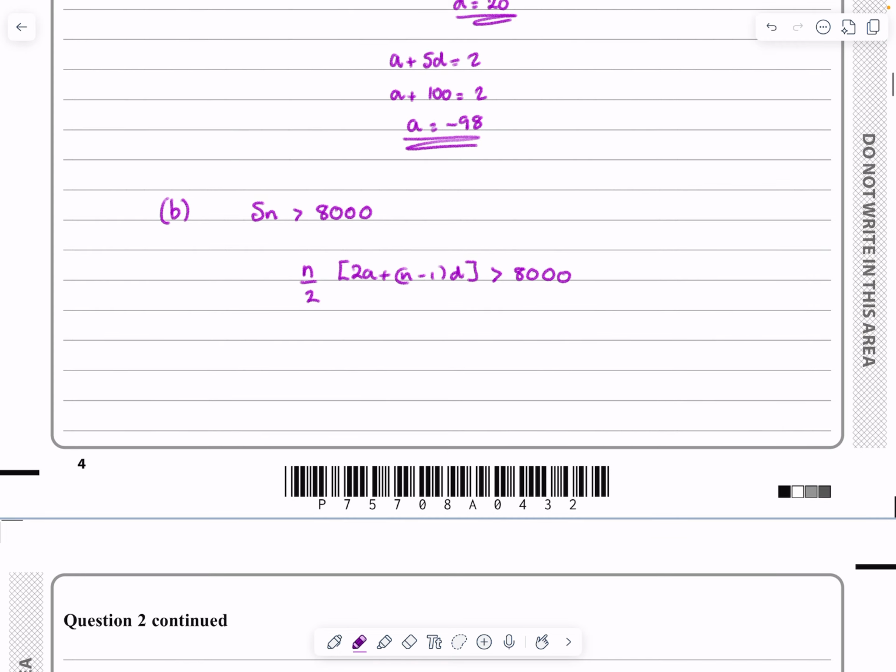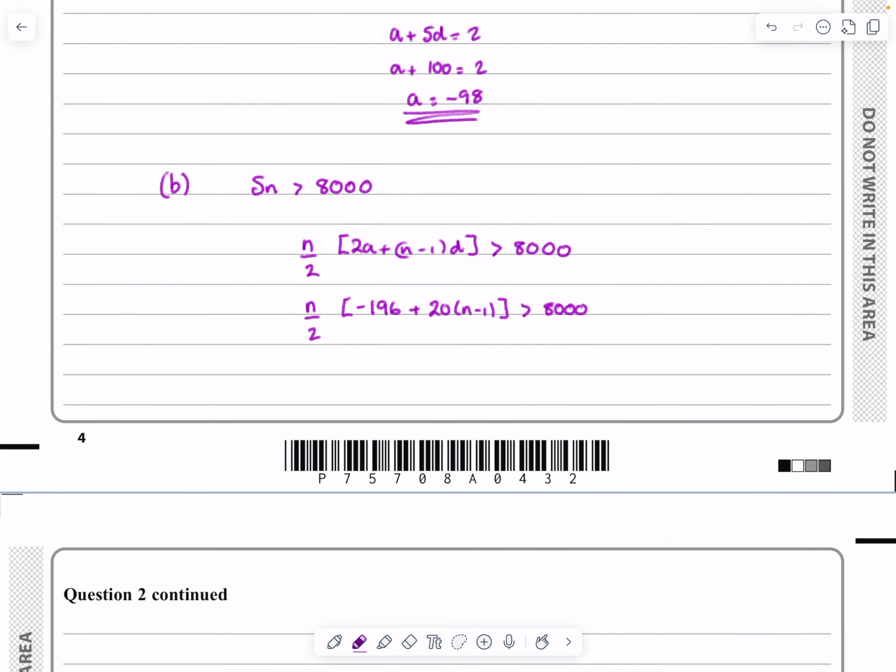So if I put those in, I'm going to get n over 2, I don't know what that is, but I do know 2 lots of a is minus 196, and d is equal to 20. I'm just going to put it at the front there to make it a little bit easier. This is 20 lots of (n minus 1) is greater than 8,000. And now we just need to tidy this up in as many steps as you need to do it. I'm going to do it quite slowly because obviously I'm doing it for students, but otherwise I might be a bit quicker.